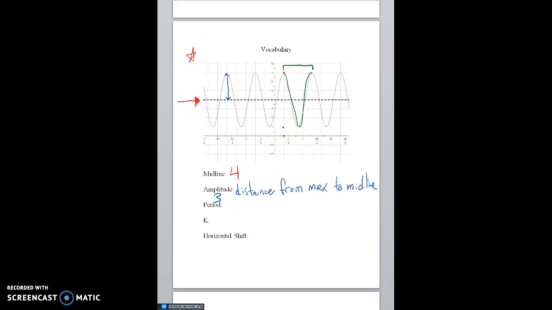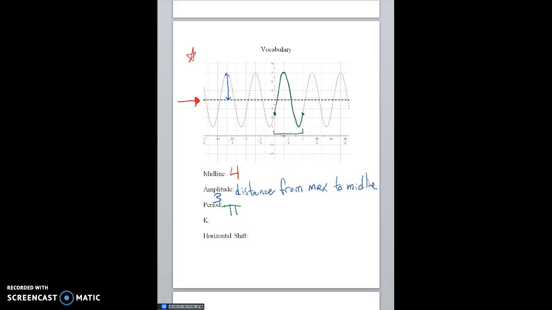Let's find two spots that have x values that are labeled. So here's pi, and here's one cycle of this trig function, and then it starts repeating again. The period started at 0, and it took until pi to complete a cycle, so the period of this function is pi. That's how long it took to complete a cycle.